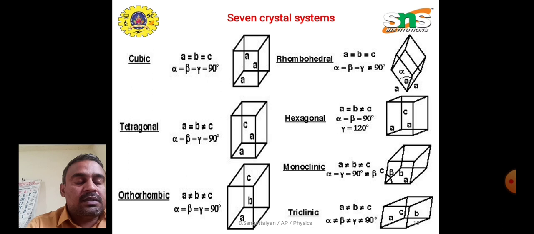Finally, the seventh system, triclinic: all are unequal, so a not equal to b not equal to c, and alpha not equal to beta not equal to gamma, not equal to 90 degrees. So these are the different types of crystal systems.